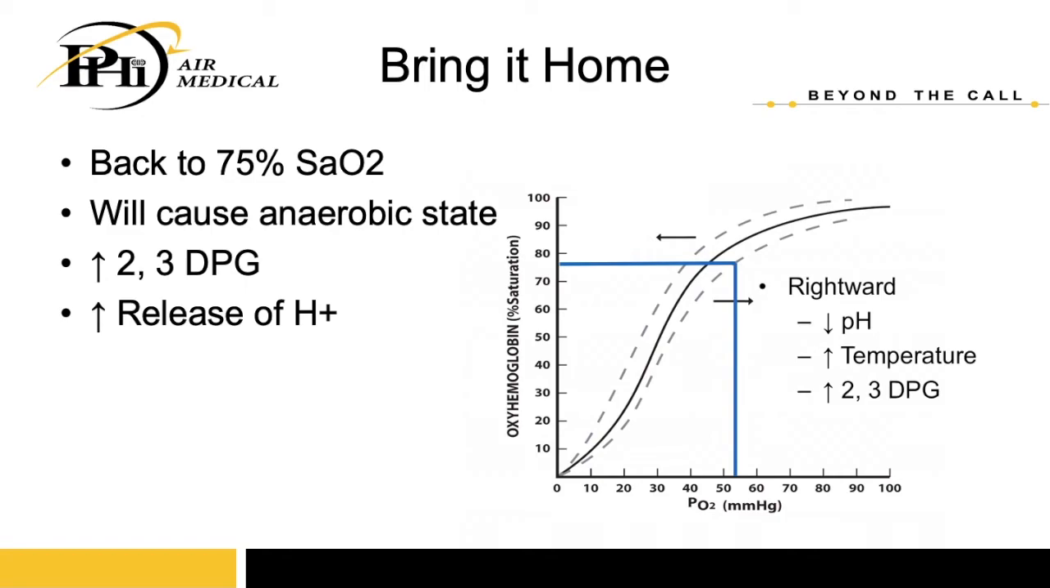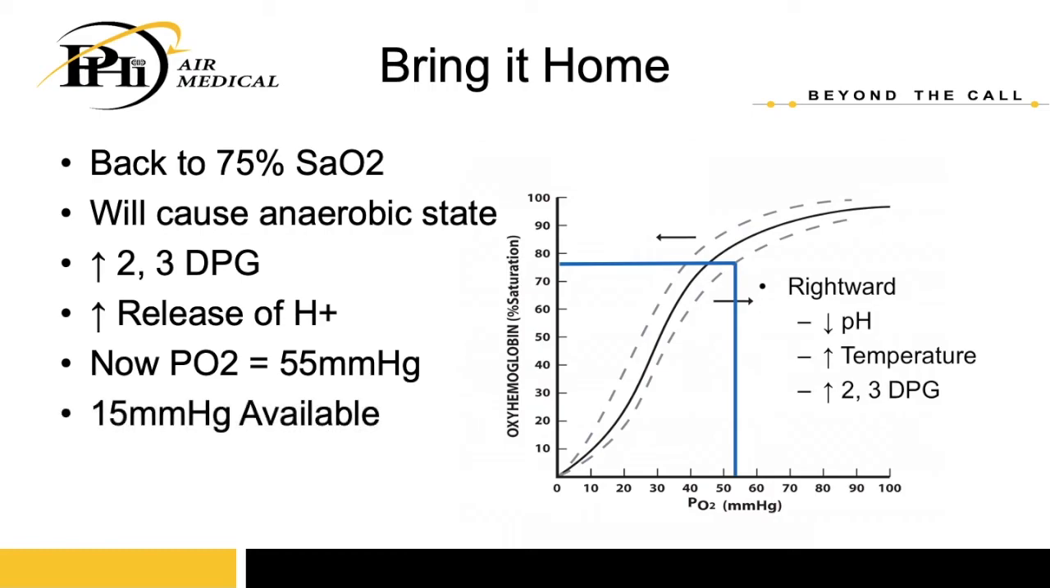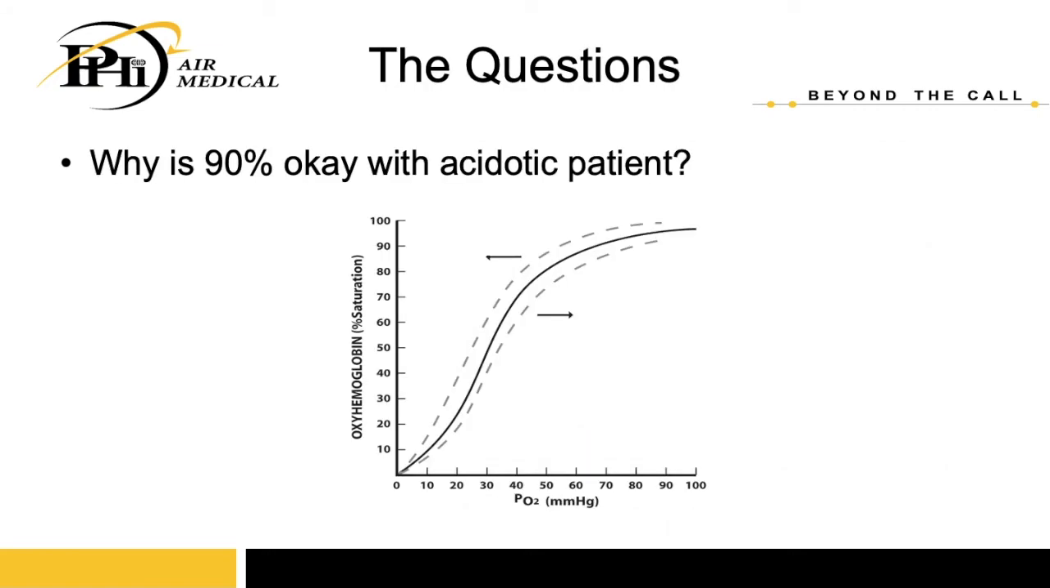which previously, remember, was at 40. So now we have a PO2 of about 55, which means that we have about 15 millimeters of mercury available for oxygenation, whereas before the shift occurred, we had no oxygen available for the tissues. So a rightward curve is very favorable in somebody who has a low oxyhemoglobin or a low percent saturation. All right, so back to those two first questions.